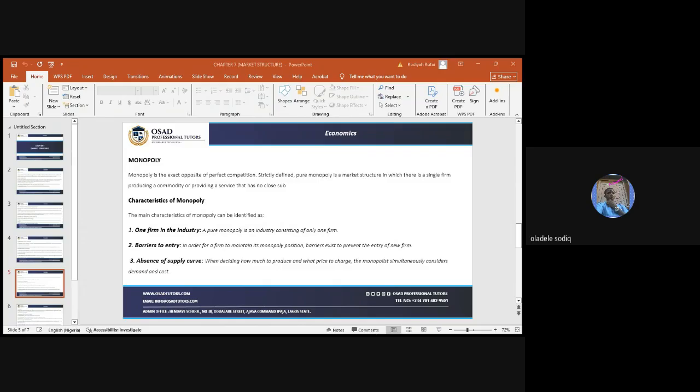Okay, so we've looked at perfect competition. Perfect competition is one of the market structures we are looking at. So we've looked at perfect competition, and we want to also look at monopoly.